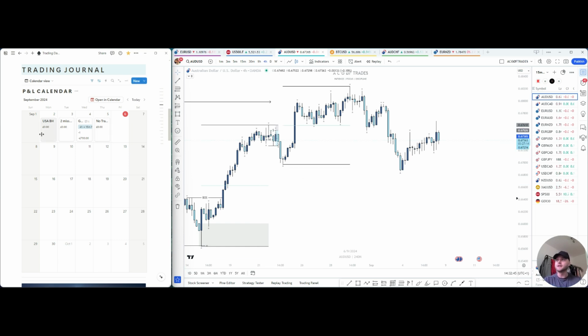So on Monday of this week was a US bank holiday, so I don't trade. Obviously, the US is a big market, so there's not much volatility typically when there's bank holidays in the US and Canada.